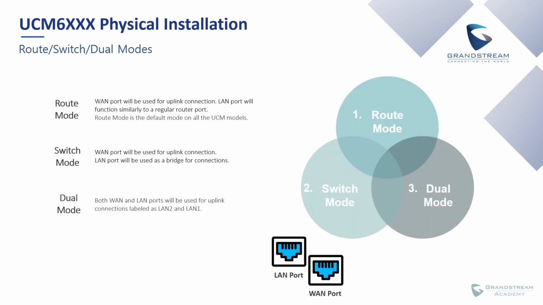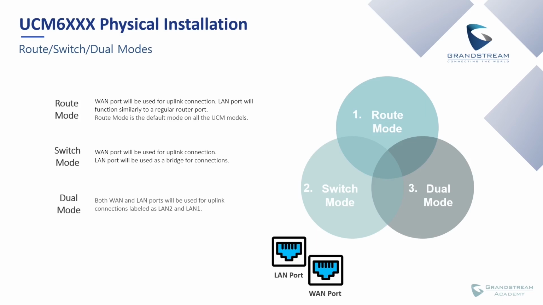There are 3 network methods that can be configured in the UCM, which change the behavior of LAN and WAN ports. The first one is route mode, where the WAN port will be used for uplink connection and the LAN port will be used for the local area network. In other terms, the UCM WAN port will have a public IP address configured, while the LAN port will provide the DHCP addresses that connect multiple phones and devices in the LAN network.